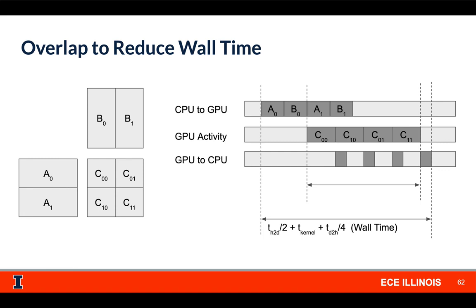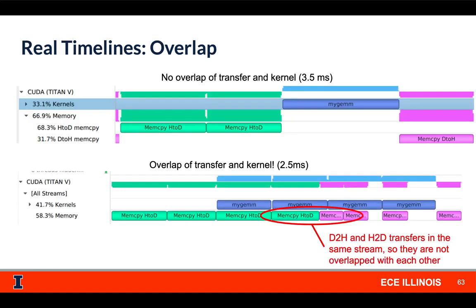And so the question then becomes, are we actually able to overlap all of these things the way that we think we are? We can use the Nsight Systems tool to see what that looks like in practice. On the top, I've zoomed into our original multiplication where we copy all of the data and then do the multiplication. These two graphics are not to scale, but that top one takes about 3.5 milliseconds. And on the bottom, you can see that we have this overlap now.